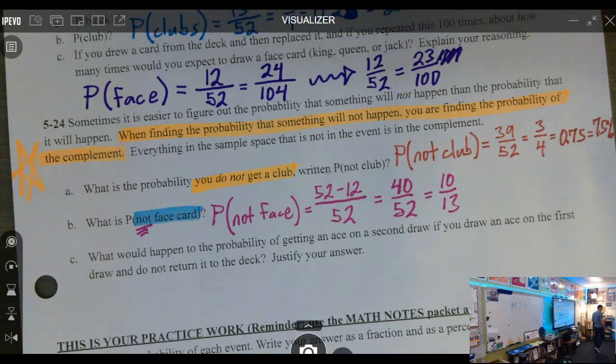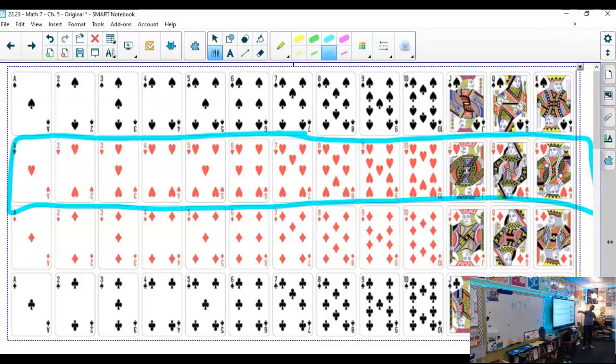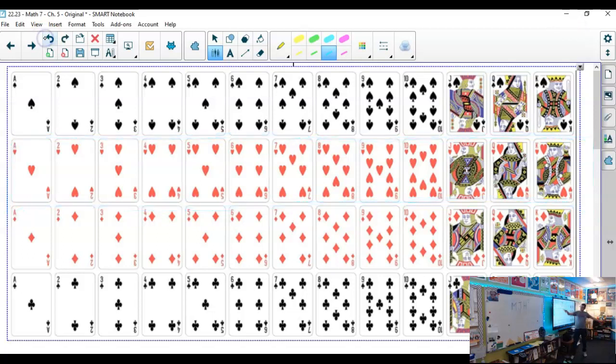How many aces? So, Alex plays first. Alex says their chance of getting an ace is what? 4 over 52. Because in the deck, Alex knows there are 4 aces, and there are 52 cards in total.